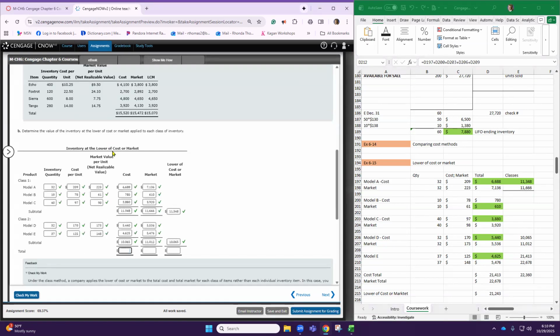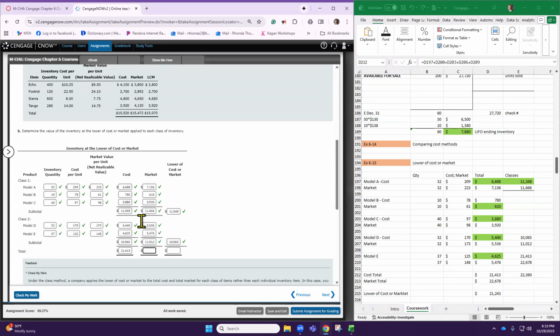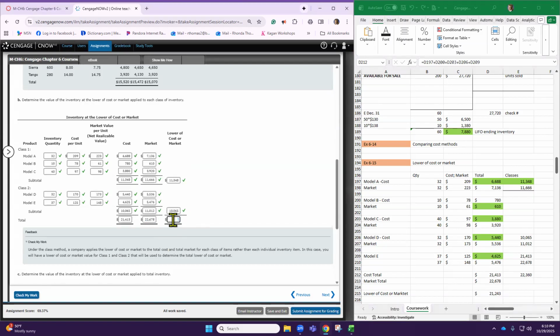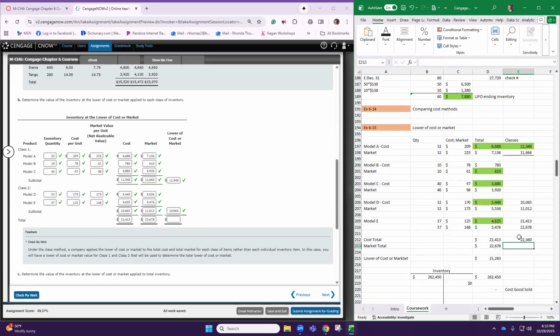So let's just put them in. Okay, so the total is 21,413. Then 22,678. Okay, and when you add these two together, and you're going to have to add this way also. So let me see where this one's going. That is, okay, 22,000, let me see. So 11,000. Okay, that's these two.